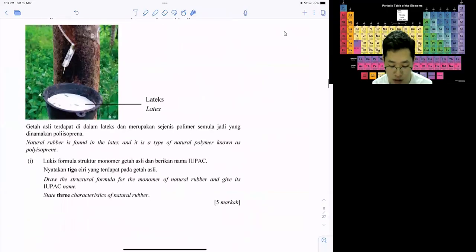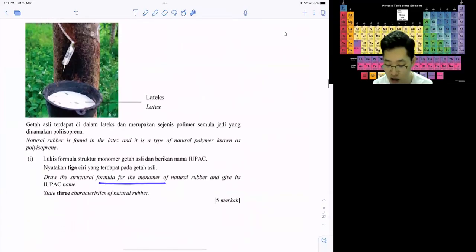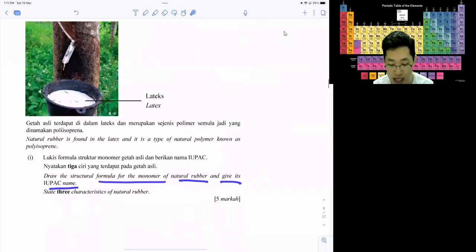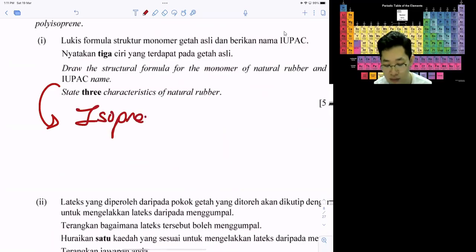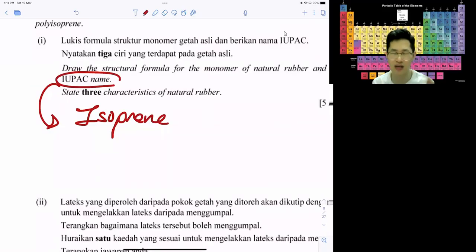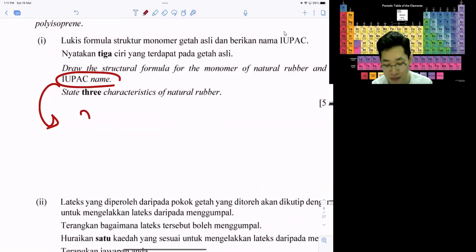What do you want? Draw the structural formula of the monomer of natural rubber and give its IUPAC name. The monomer of rubber is also known as isoprene. But now when they want the IUPAC name, you can't put isoprene. The IUPAC name is the one that helps you to draw the monomer.